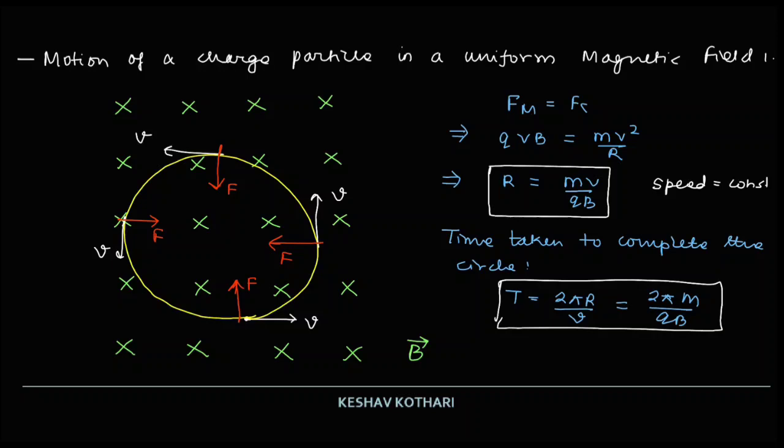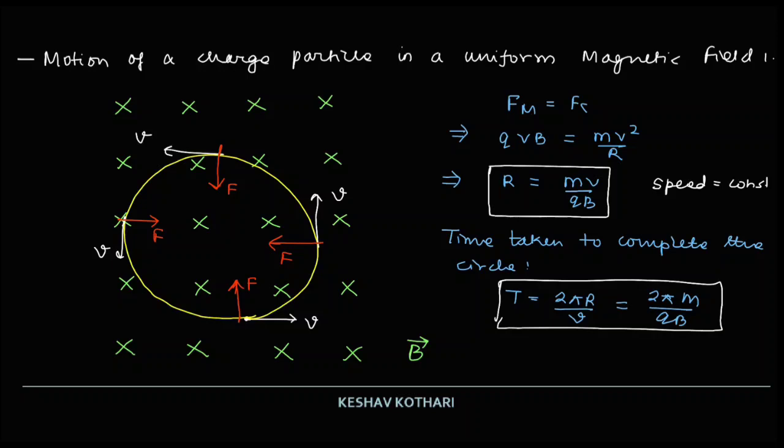So if the particle moves faster, the radius is larger, but if they both originate at the same point, then they both will reach the same point together, because the time period is independent of the speed. If identical charged particles, each having charge q and mass m, are projected into a magnetic field B, then they both will reach the same point together, although their radii may be different.